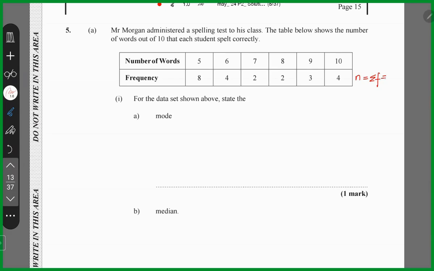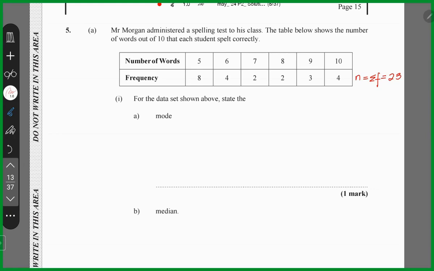I don't know if we're going to need this figure, but let's just add it up. This is 12 and 4, 16, 20, 23. Looks like 23. So there are 23 students in this class.